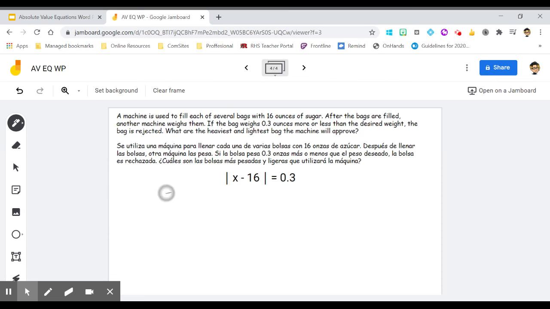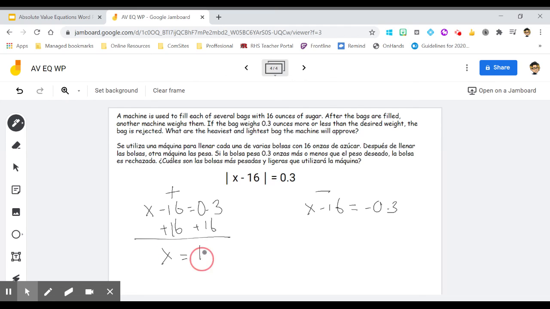So it's going to be the same process. I'm going to have a positive version. And I'm going to have a negative version. And same thing, I'm going to solve. And I'm going to solve. And our bigger number is going to be our maximum. And our smaller number is going to be our minimum.